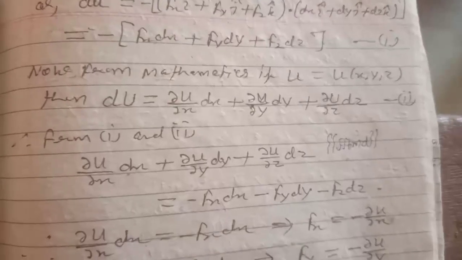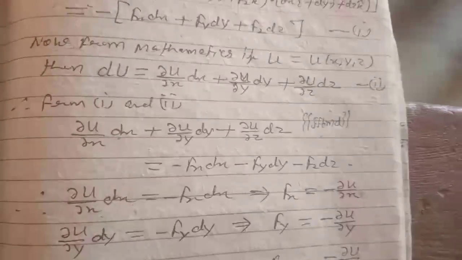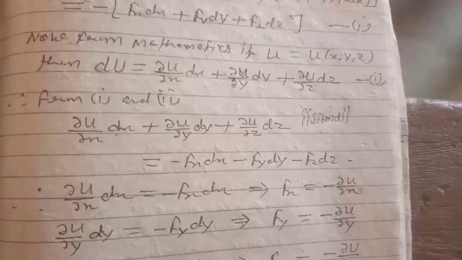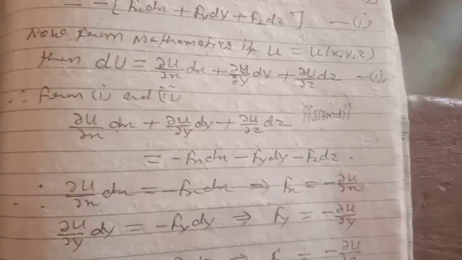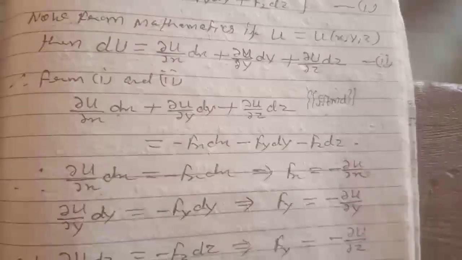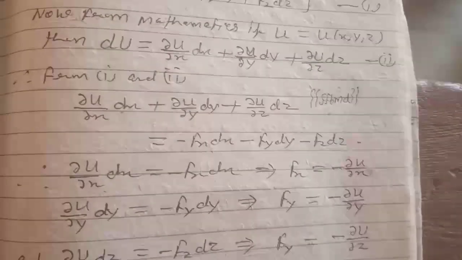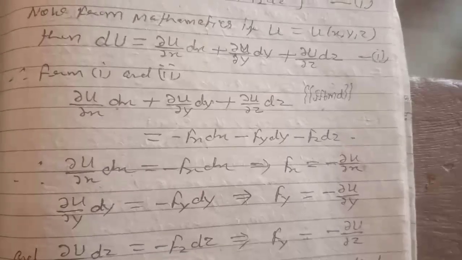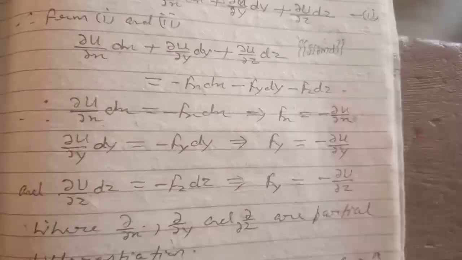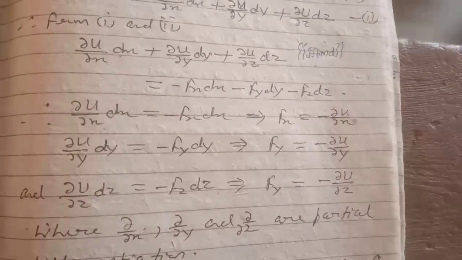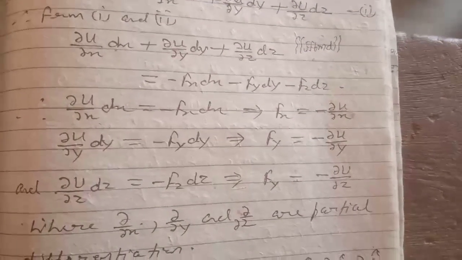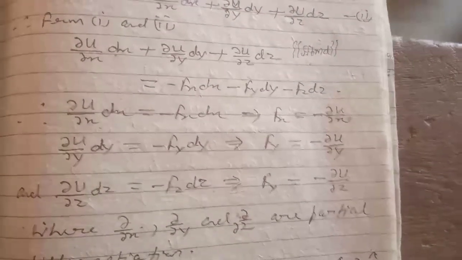Equation 2. So from equations 1 and 2, del u by del x into dx plus del u by del y into dy plus del u by del z into dz equals minus Fx dx minus Fy dy minus Fz dz. Hence, equating each term, del u by del x into dx equals minus Fx dx. This implies Fx equals minus del u by del x.